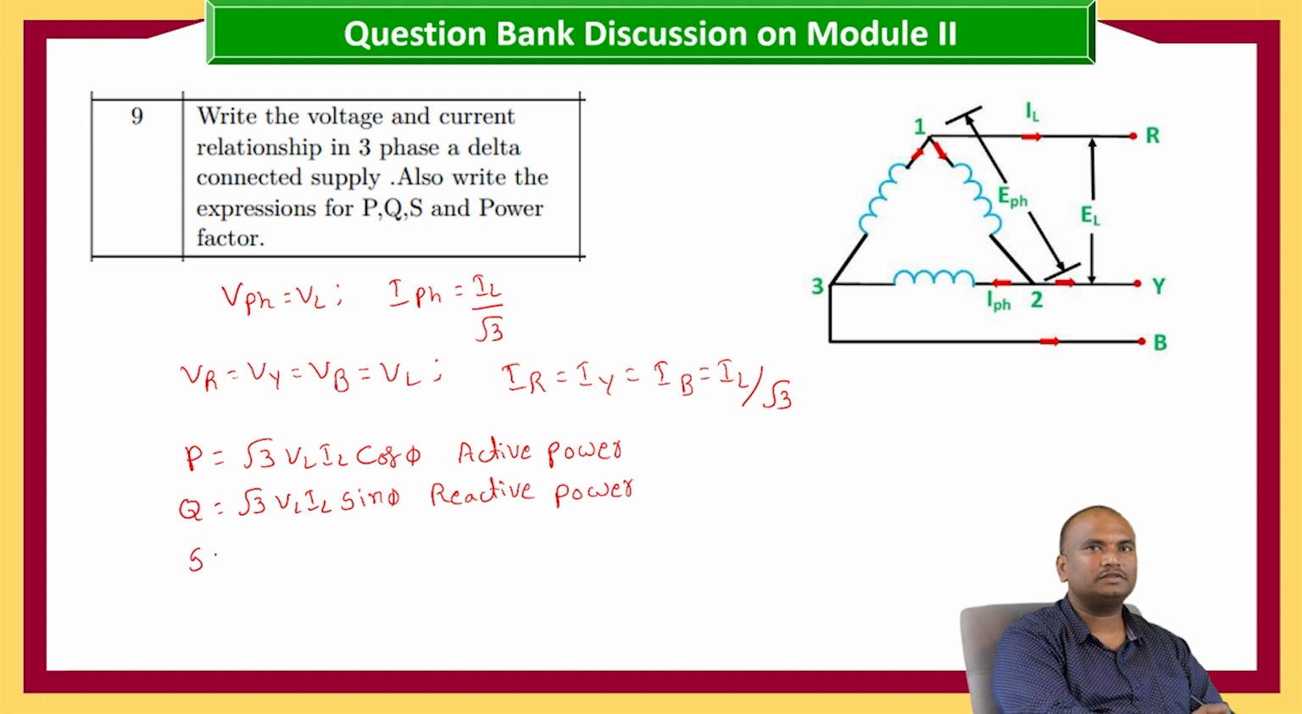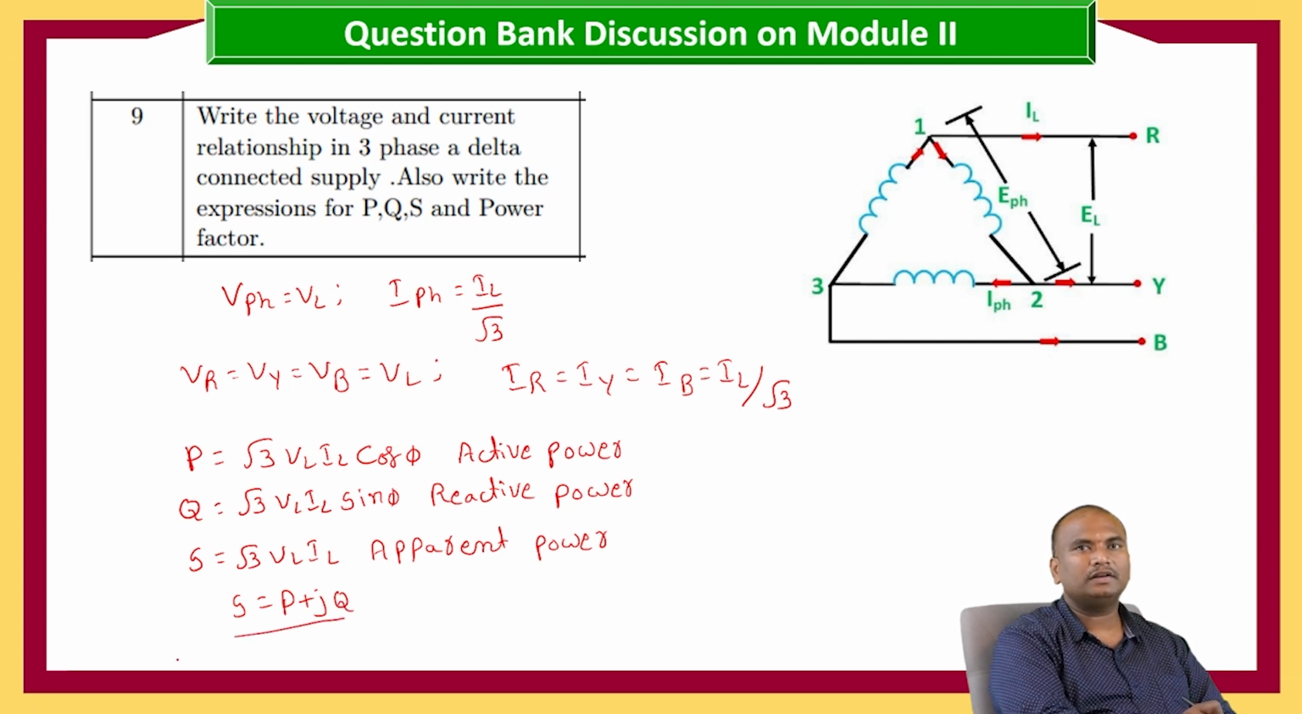Where S is equal to root 3 into VL IL. This is the apparent power. Where S is equal to P plus jQ. This is the apparent power equation.